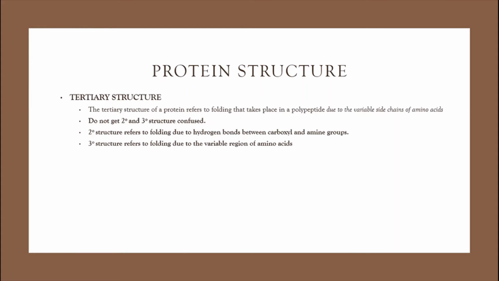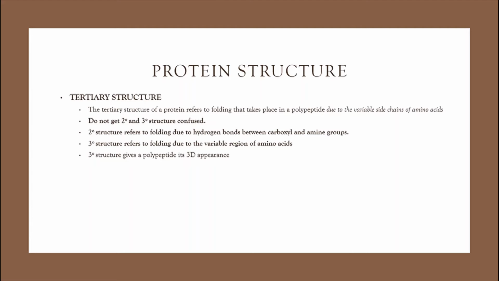Tertiary structure refers to folding as a result of the variable region of amino acids. So in the last slide, we were not considering variable regions. We were just looking at hydrogen bonds between the backbone or between the carboxyl and the amine groups. Now with tertiary structure, we're looking at interactions between our side chains, so that R, or the variable region of amino acids. So tertiary structure, that folding because of those side chains, gives a polypeptide a 3D appearance.